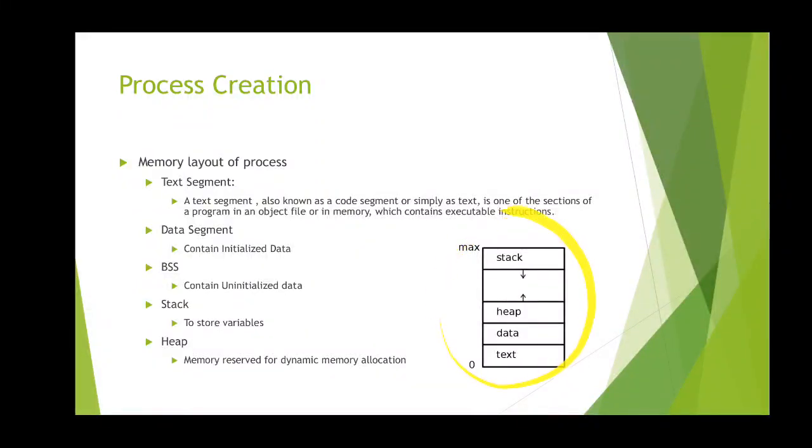Here you can see the memory layout of a process, and the memory layout starts with the text segment, then the data segment, then the heap segment, and finally the stack segment. The text segment contains the program of the process. So we can say that the text segment, also known as the code segment or simply text, is one of the sections of a program in an object file or in memory which contains executable instructions. So the CPU is utilizing the program stored in the text segment to execute the process.